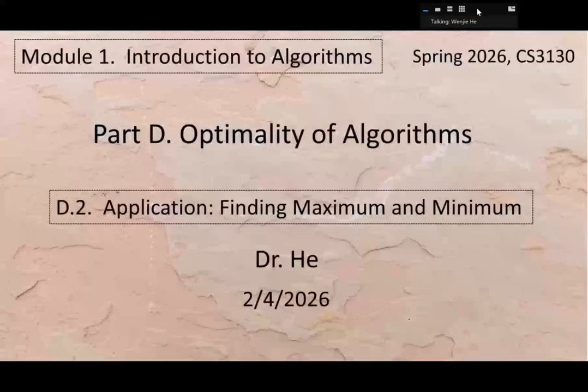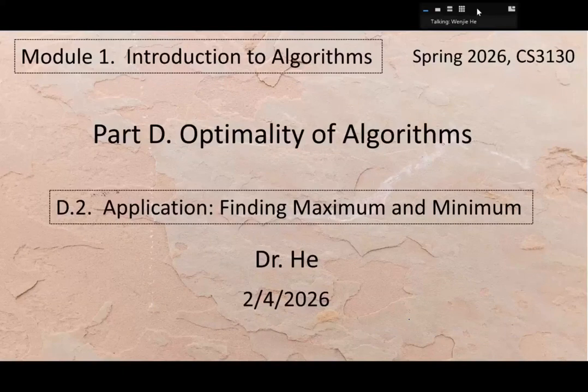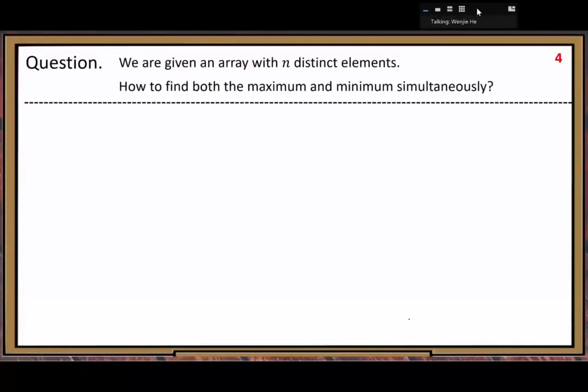Next, D.2, we want to apply that finding the minimum, that solution to solve another problem. So this problem is finding both maximum and minimum simultaneously. Let me describe the question. Find both maximum and minimum simultaneously. So what do you mean simultaneously? Let me describe the question.